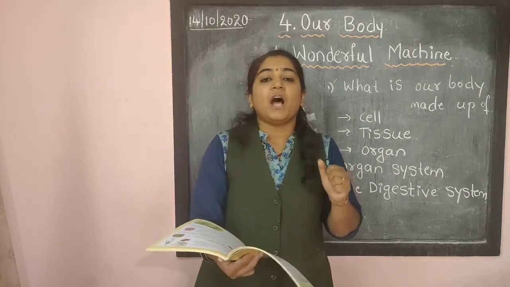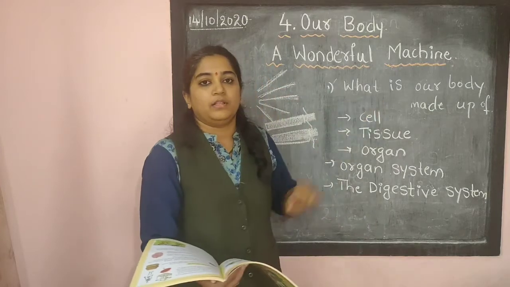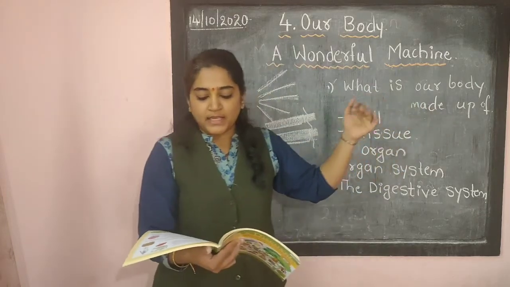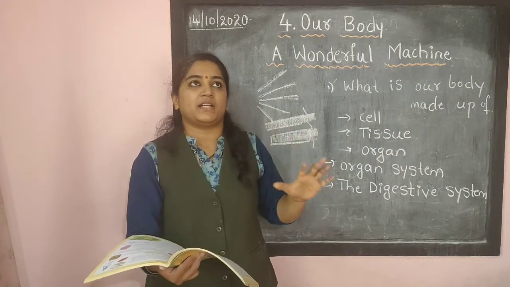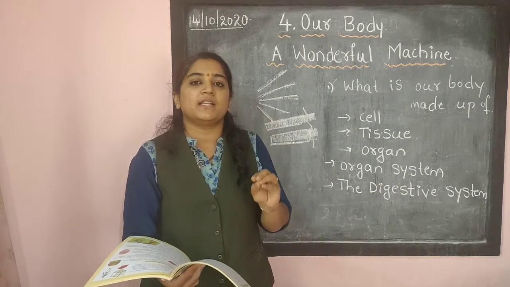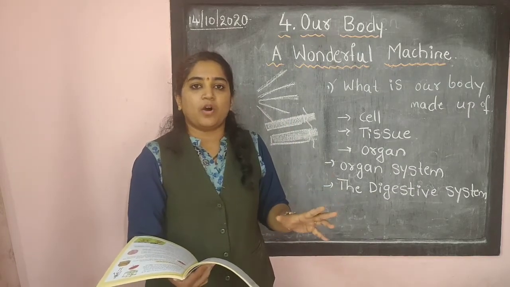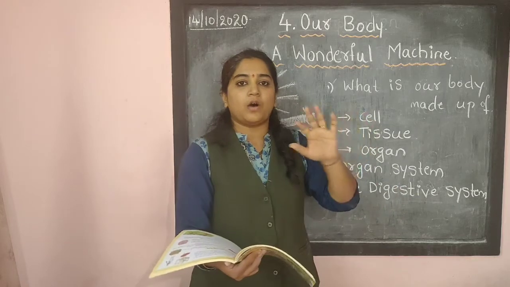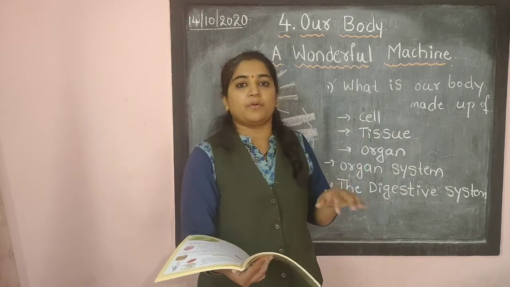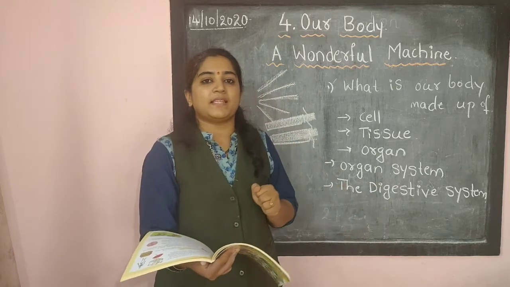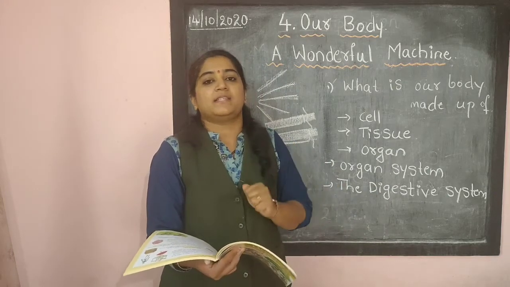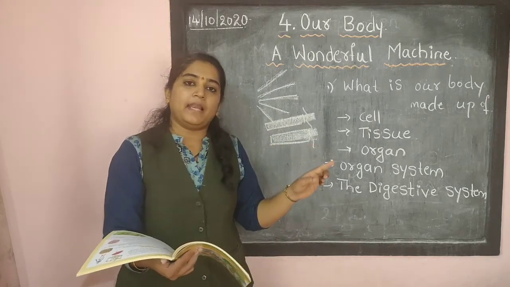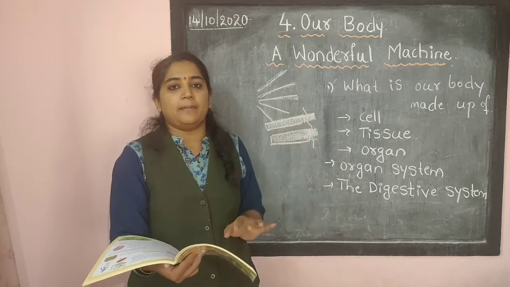So let's find out what our body is made up of. Now let's begin. See, just like how a house is constructed. For the house, what support is given, like pillars or some bamboo. The house takes support from the pillars. And how does an umbrella stand? With the help of ribs. Ribs are there inside the umbrella. The ribs give support to the umbrella.